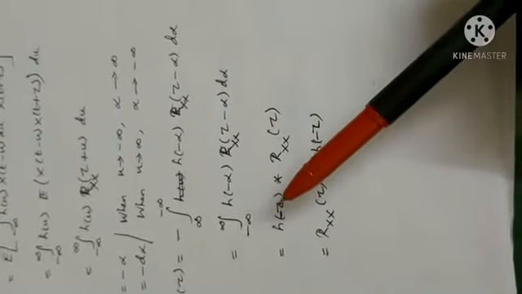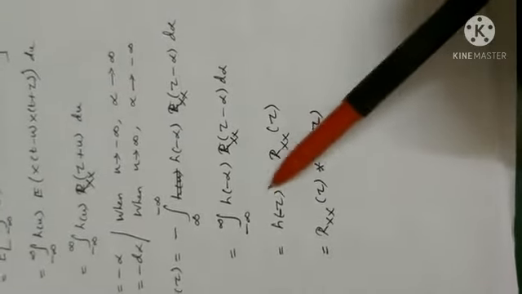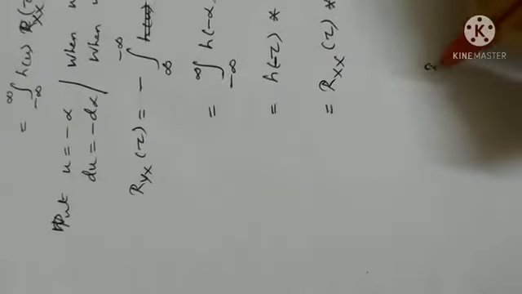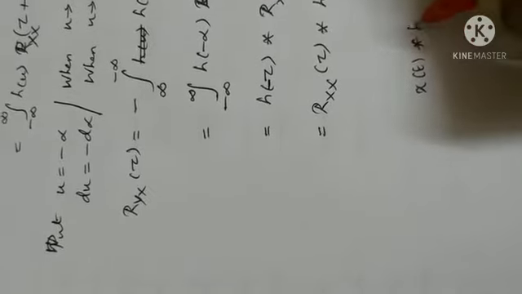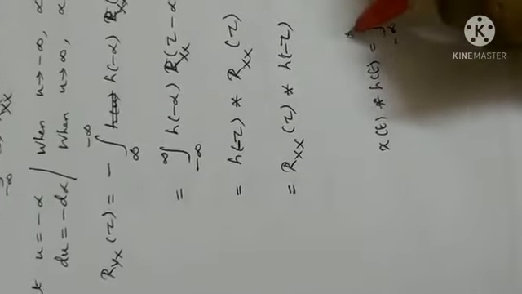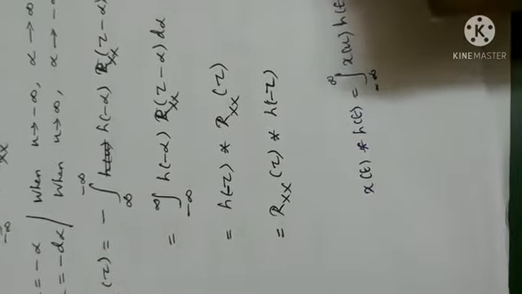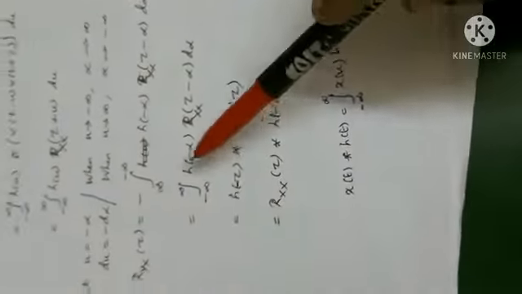That is convolution. What will we do in convolution? x of t convolution h of t, this notation is called convolution. What is x of t convolution h of t? We have already studied, right? x of t convolution h of t is the integral from minus infinity to plus infinity of x of u h of t minus u du. So this is what we have here. In place of u we have minus alpha here.